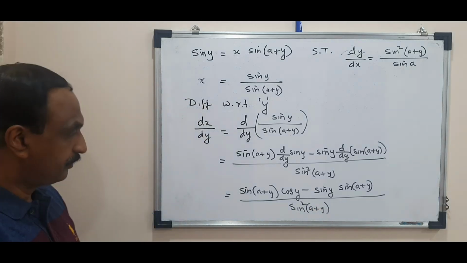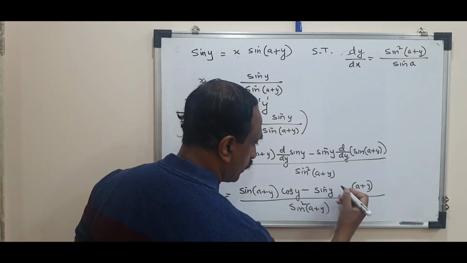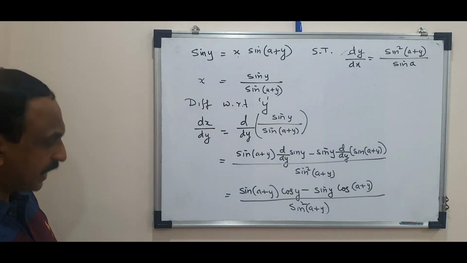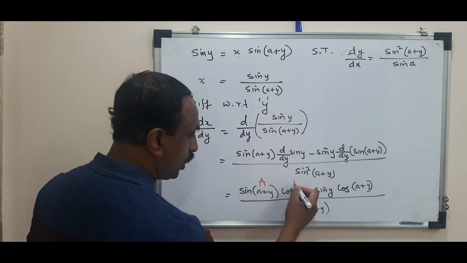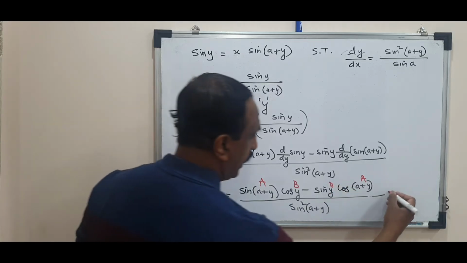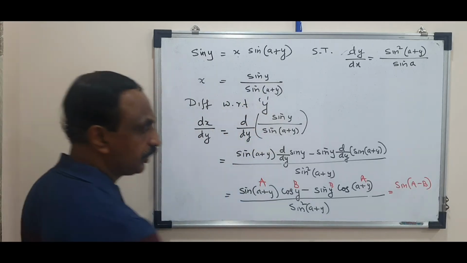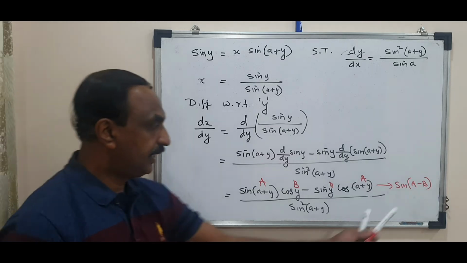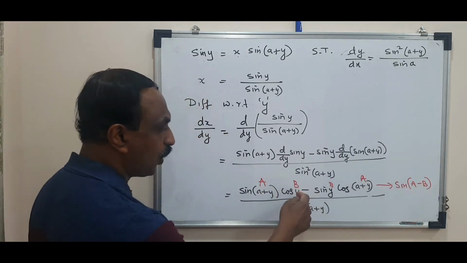Now what have you noticed here? You have noticed that here cos of a plus y into derivative of a plus y. You have noticed that this is sine a cos b minus cos a sine b. It is a formula for sine of a minus b. So this numerator is a formula for sine of a minus b. So what is a? A is the angle of sine. First angle is a. What is b? Second angle, cos angle is b.